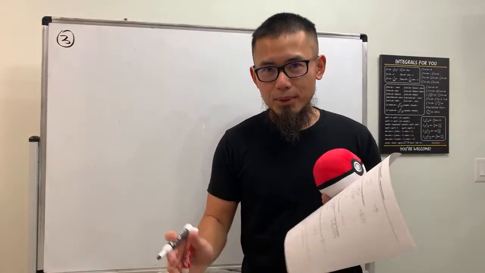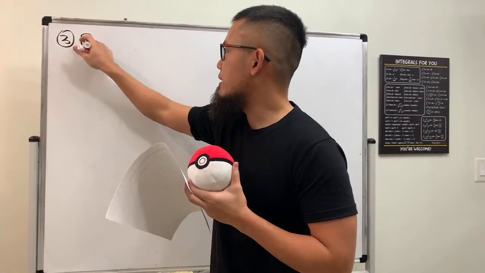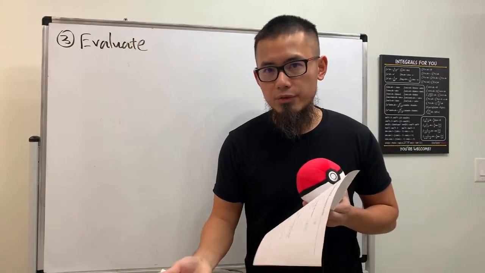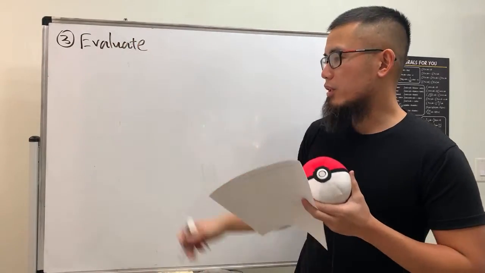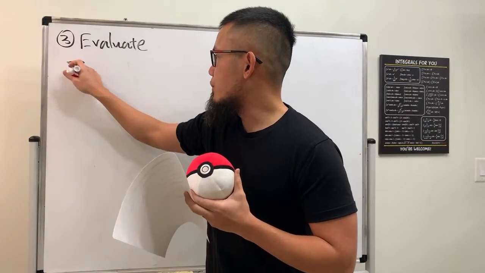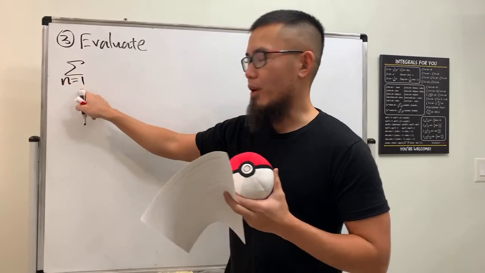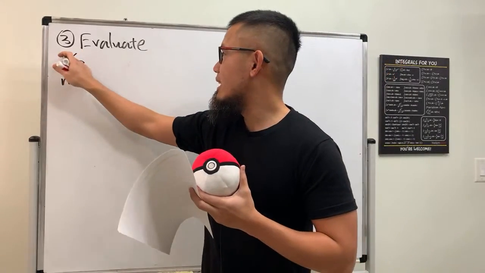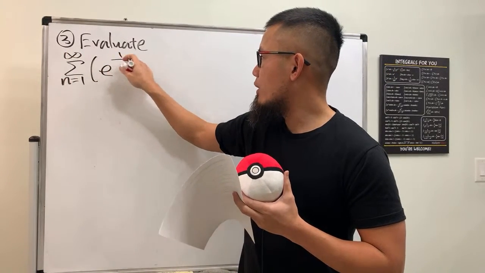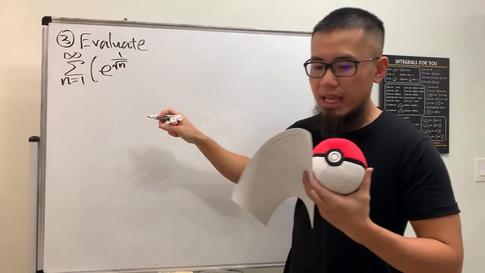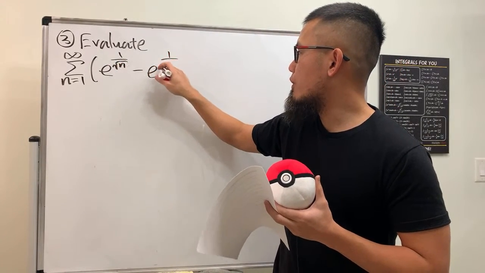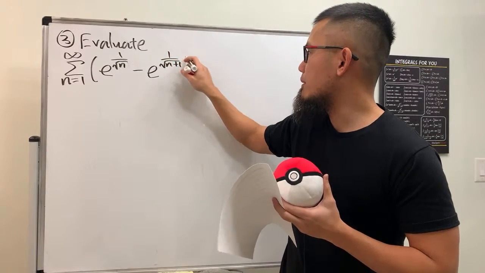All right, number 3. We are going to evaluate. So when I say evaluate, that means we actually have to find out the value. It's not just, hey, it converges, or no, it diverges. So the series that we're dealing with, and now I really have to put down the starting value because it's rather important: the sum from 1 to infinity of e raised to the 1 over square root of n, minus e to the 1 over square root of n plus 1.